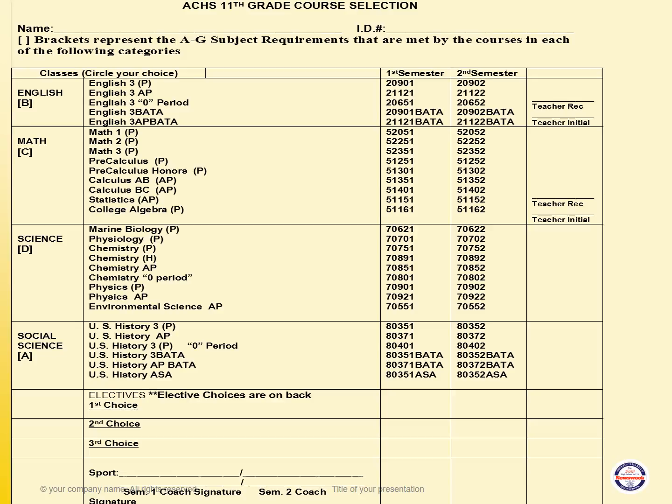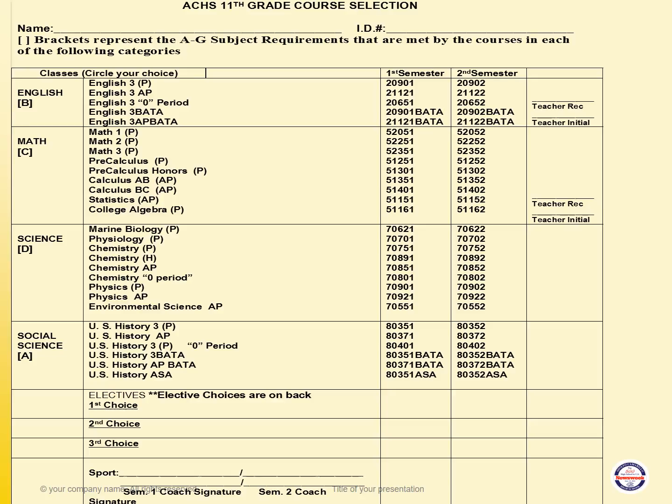The first category is English. There are a couple different options. English 3 College Prep, English 3 Advanced Placement, English 3 0 period, and if you're enrolled in the BADA Academy, English 3 BADA or English 3 AP BADA.